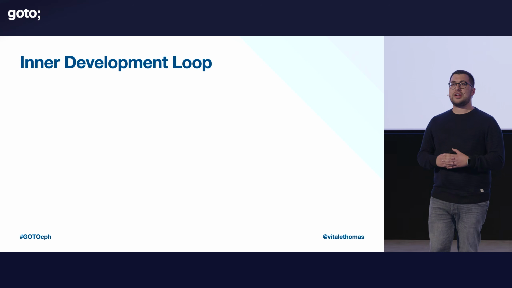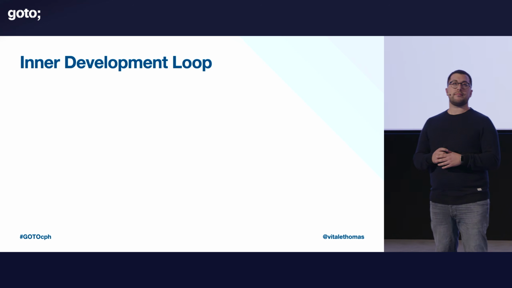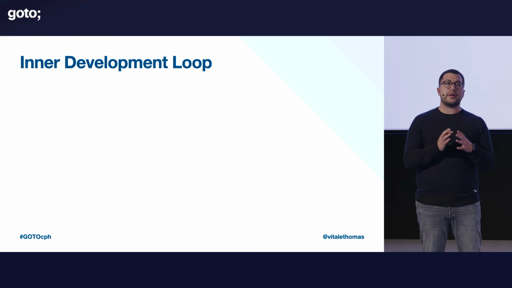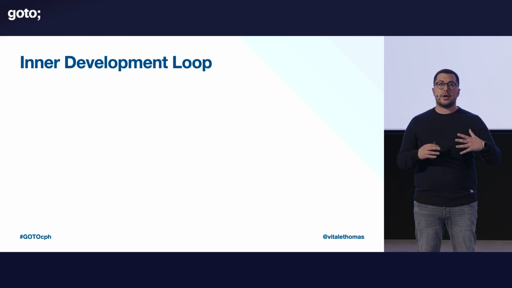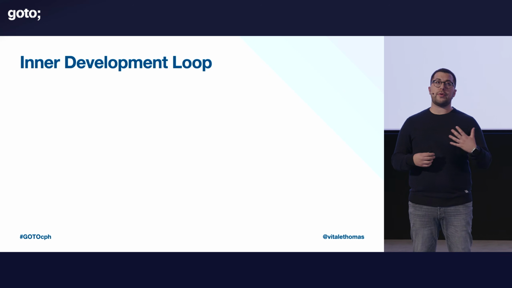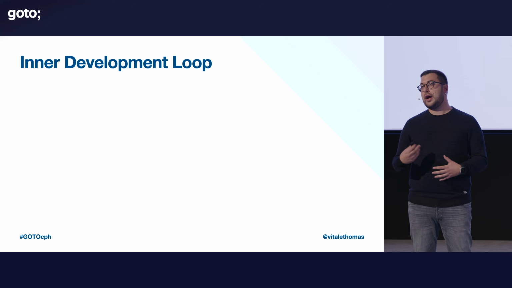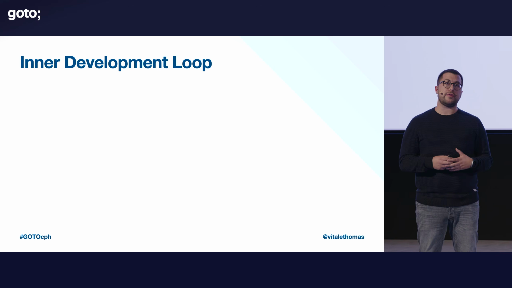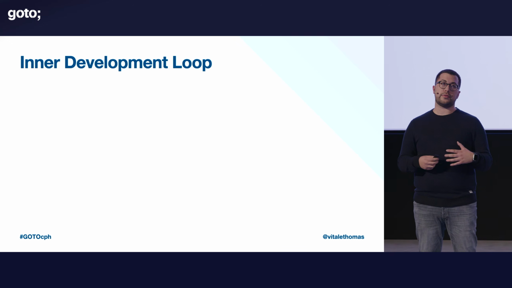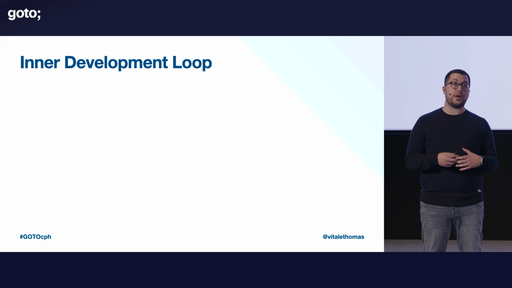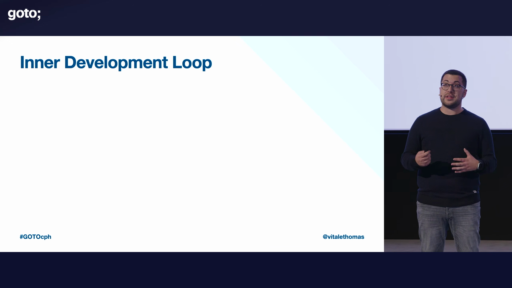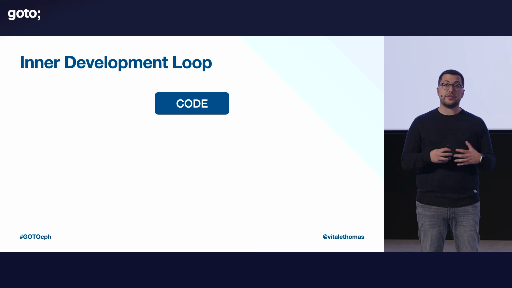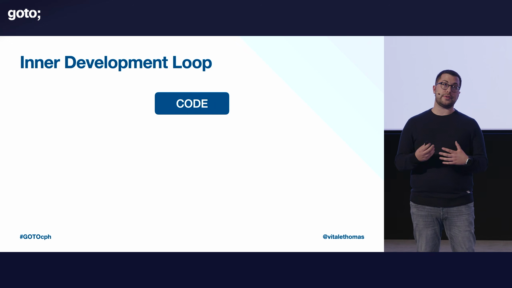So, inner development loop. What does it mean? Well, we are talking here about how, as developers, we approach the development of a new feature or perhaps fixing a bug. So if you think about what you do when you sit down at your desk and you have to implement this new feature, exciting feature to deliver to your customers, we have a first phase where we code something, perhaps using test-driven development. We implement this new feature.